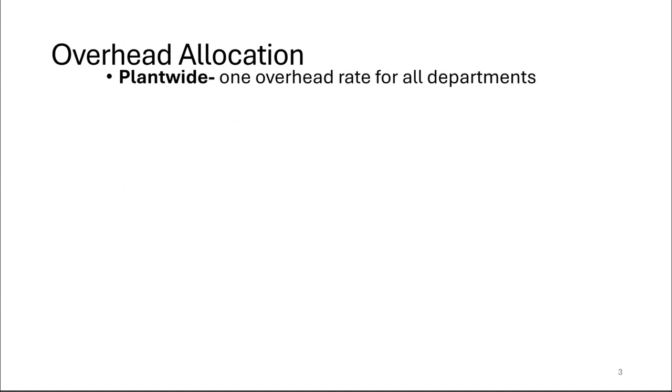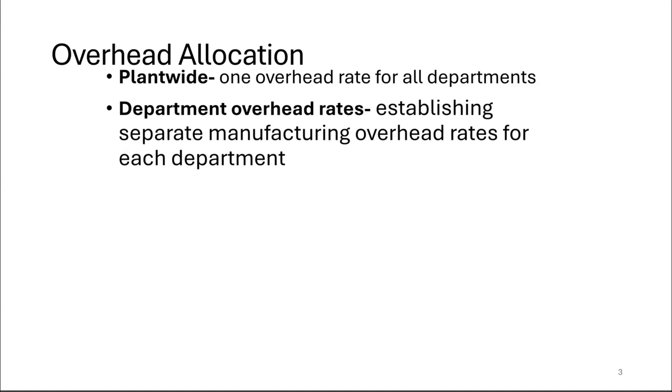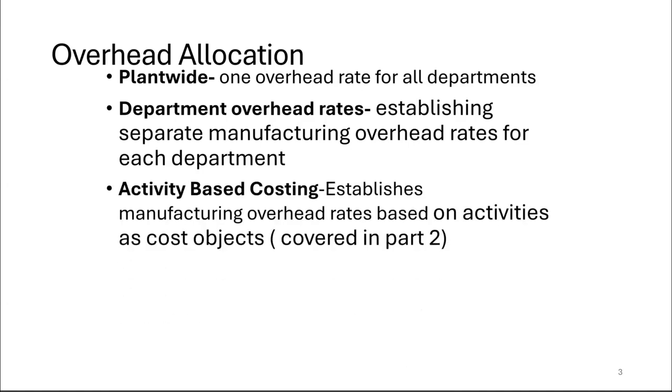Now, overhead allocation. With plant-wide, we use one rate. This works well if departments use overhead equally. If you have departments that use overhead differently, then you probably want to use department overhead rates, where you collect the indirect cost for each department, and then they come up with a basis as to how they're going to apply it. And then the last is ABC costing. Since your attempt is to get the cost as close to the end product as possible, ABC costing is a more refined method. However, it's a lot more work, and we cover that in Part 2.